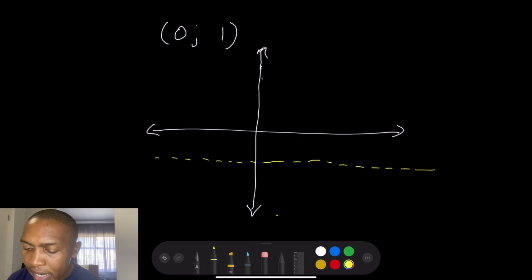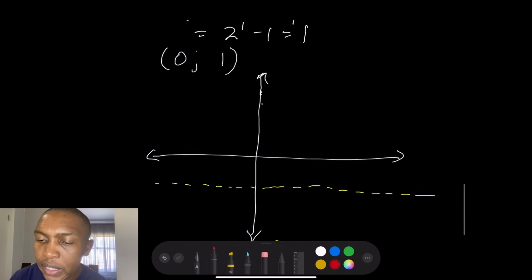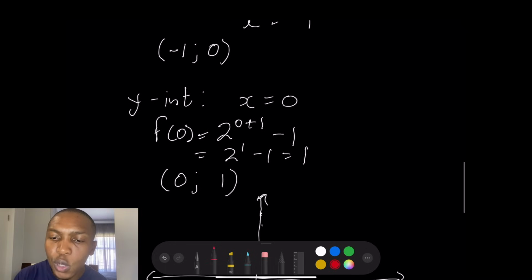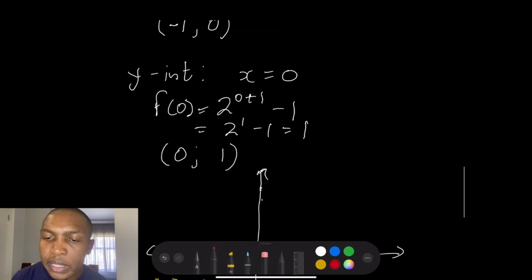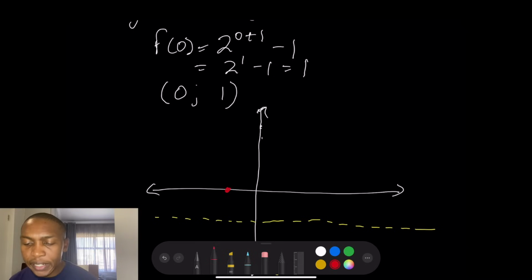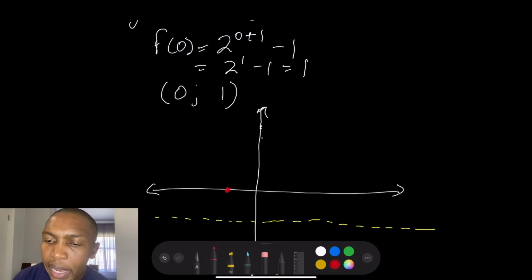And then secondly, our points. In this case, we are going to have a graph that cuts through -1 and 0, where x is -1 and y is 0. Let me make that nice and red. And then we are also going to cut through the point where x is 0 and y is 1.